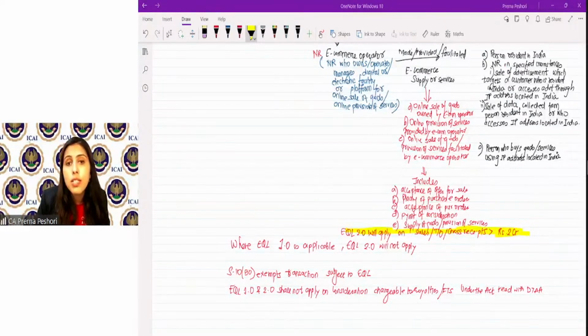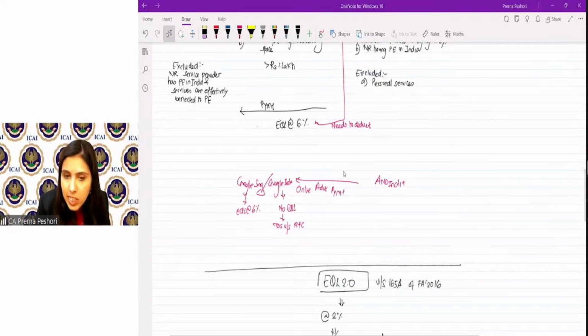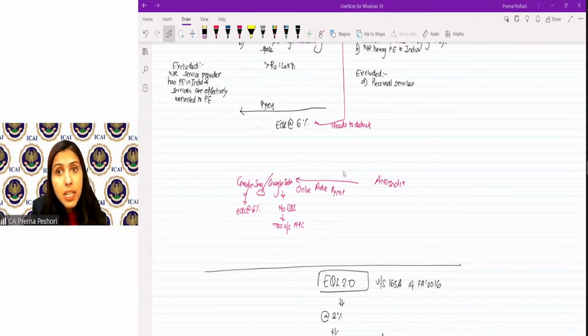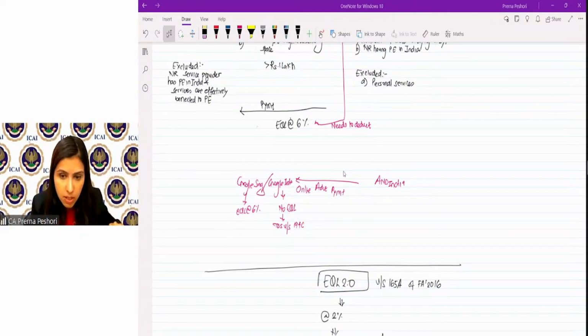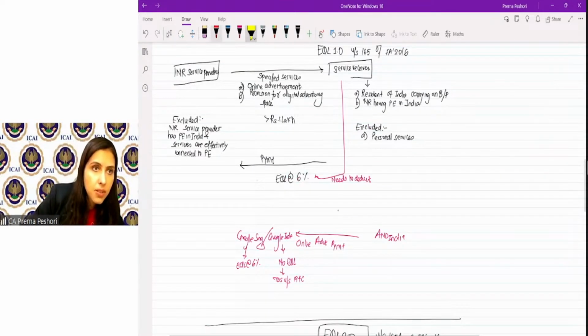Fine. Now, what is the time limit of making the payment? What are the return filing requirements for equalization levy? Let's understand that. So the equalization levy 1.0, as I said, is collected by the payer. So it is just like a TDS. So every person who is a resident or a non-resident having a PE in India, which is making the payment for the specified services to another non-resident who does not have a PE in India, shall deduct the equalization levy at the rate of 6%. Are we clear?